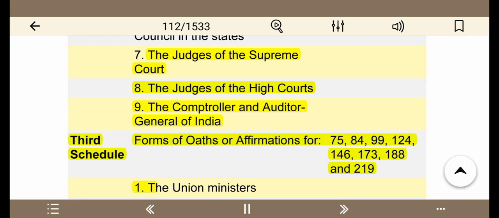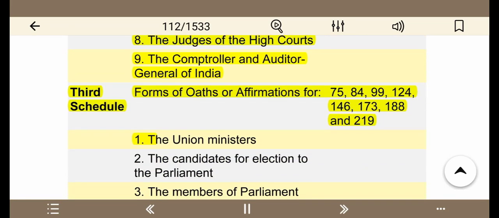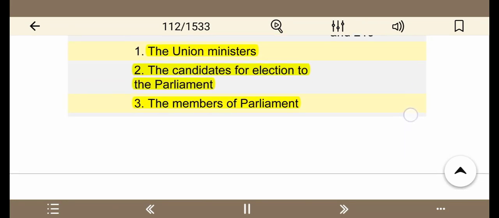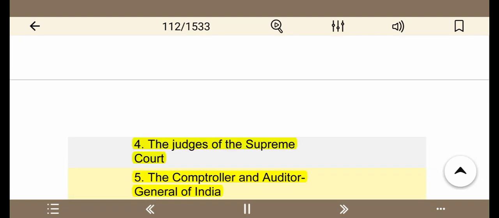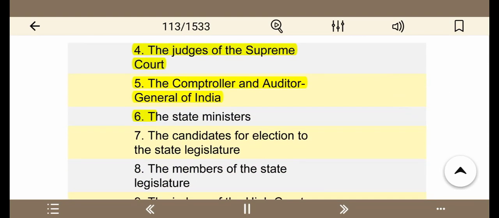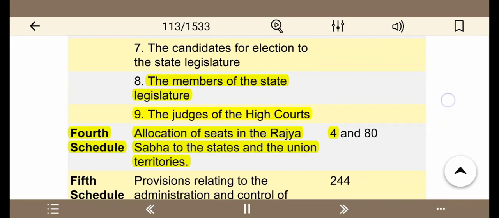Third Schedule: Forms of oaths or affirmations for 75, 84, 99, 124, 146, 173, 188 and 219. 1. The Union Ministers. 2. The candidates for election to the Parliament. 3. The Members of Parliament. 4. The Judges of the Supreme Court. 5. The Controller and Auditor General of India. 6. The State Ministers. 7. The candidates for election to the state legislature. 8. The members of the state legislature. 9. The judges of the High Courts.